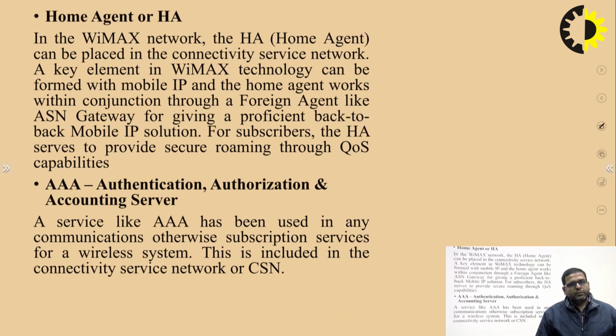Home agent in ASN, we are talking about home agent, AAA, and foreign agent. So first we will see about the home agent. Home agent can be placed in the connectivity service network. A key element in WiMAX technology can be formed with mobile IP, and the home agent works in conjunction with a foreign agent like ASN gateway for giving a proficient back-to-back mobile IP solution. For subscriber, the home agent serves to provide secure roaming with quality of services capability.